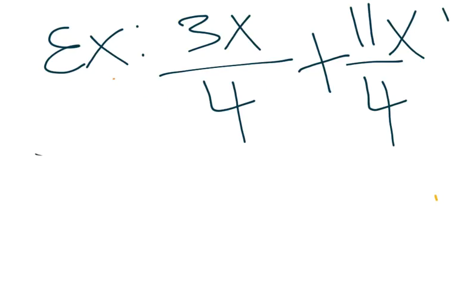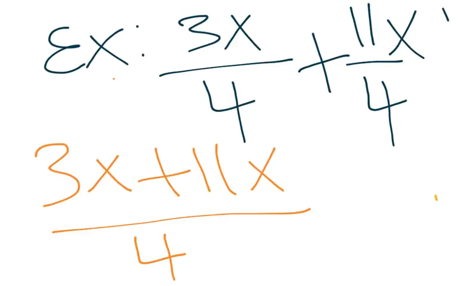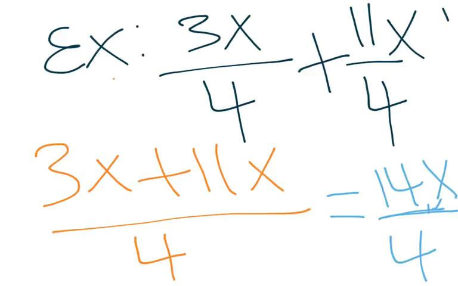So here's example number 1. We have 3x over 4 plus 11x over 4. In order to approach this, you would have to first combine the 3x plus the 11x, then put the fraction bar over the 4. This would then equal 14x over 4, since you add 3x plus 11x, which gives you 14x. Then you carry over the 4 on the bottom.